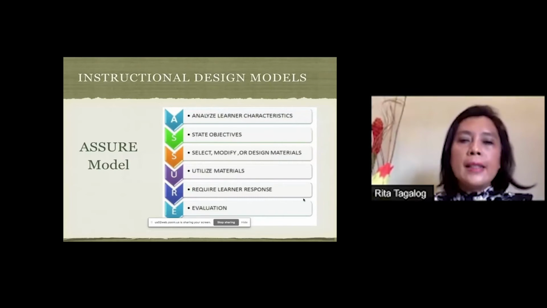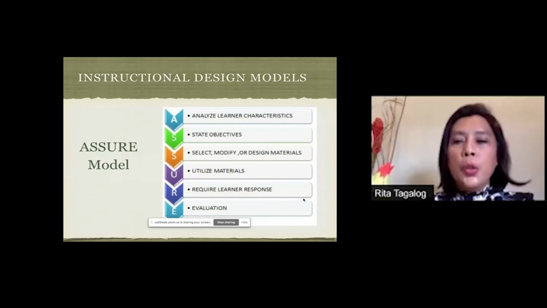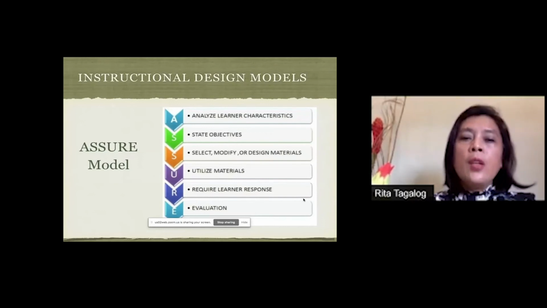Followed by the next stage, which is state the objective. So just like the other instructional designs, we need to identify what is expected of the students to learn. So what are the learning outcomes? Then after which, we select, modify, or design materials. So in here, we can now choose appropriate cultural icons and use them as technological tools in the teaching and learning process. Then we utilize the materials, we require learners' response, and then we evaluate.